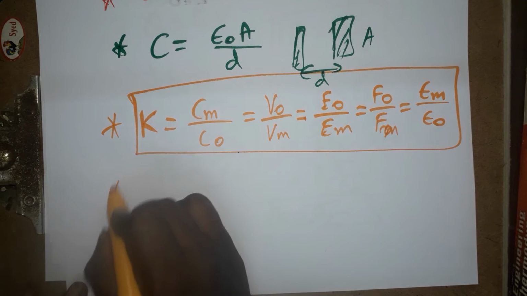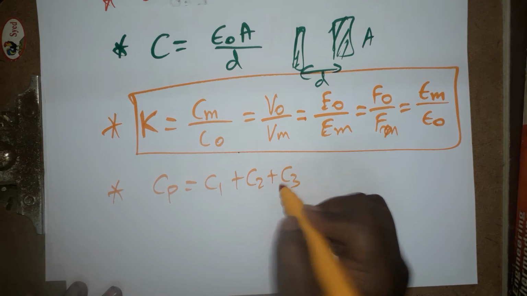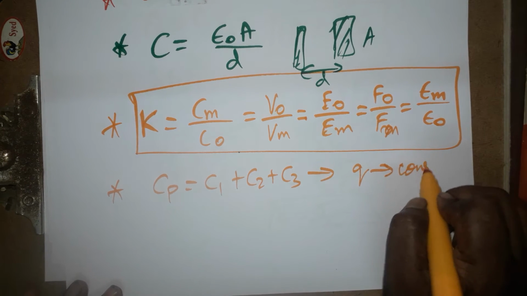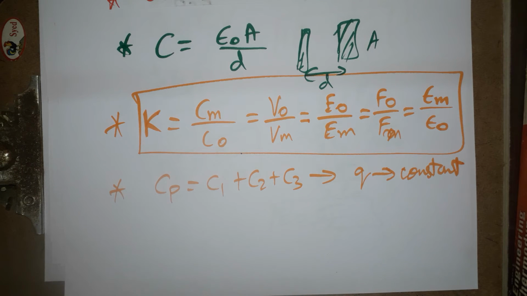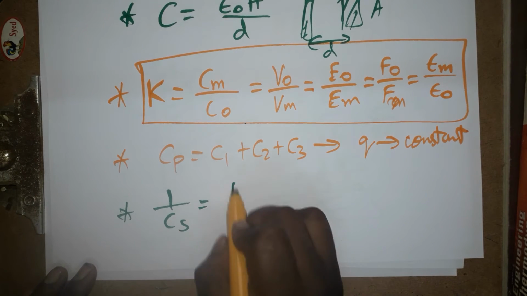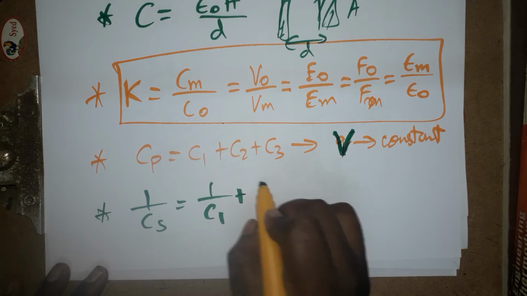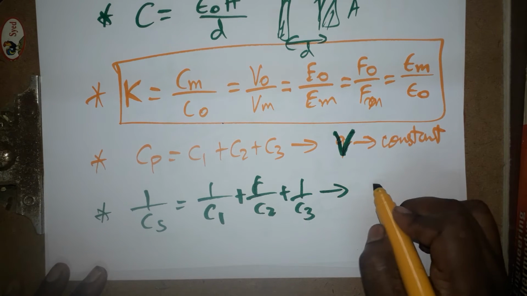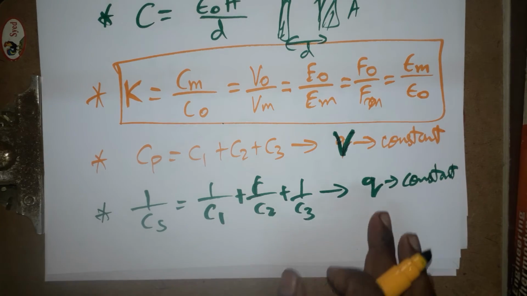Okay. So capacitance in parallel is going to be the addition of C1 plus C2 plus C3. In series, charge is going to be constant. You should keep it in mind. Now I'm going to teach you the formula for capacitance in series: 1 by Cs is equal to 1 by C1 plus 1 by C2 plus 1 by C3. In parallel, voltage is constant. In series, charge is constant. You should keep it in mind. Then only you are able to do the problem.